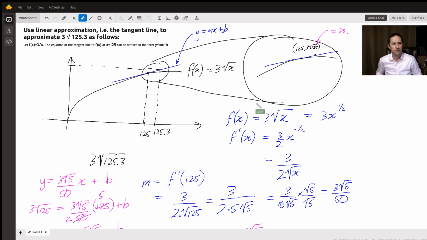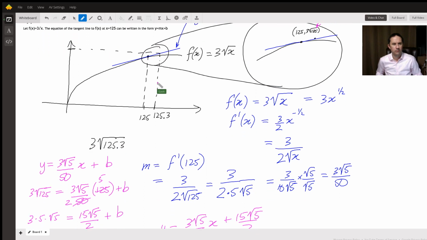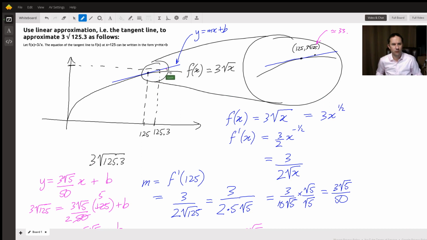Alright, well, that's how we approximate 3 times the cube root of 125.3, by evaluating the y value on this blue straight line here at the x value of 125.3, because that blue straight line is pretty close to what this black line is around that area. Okay.